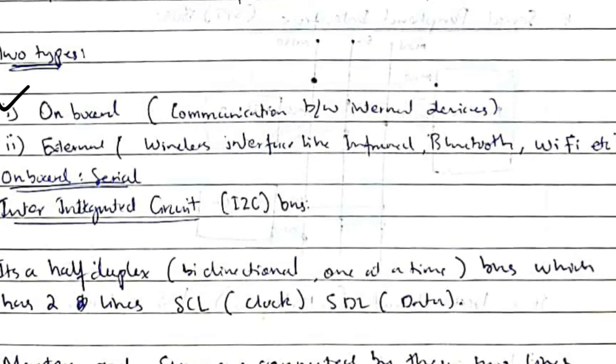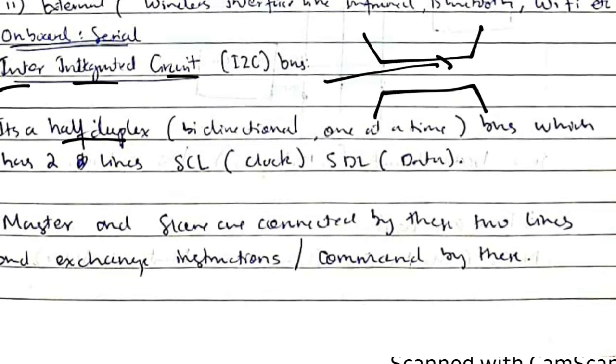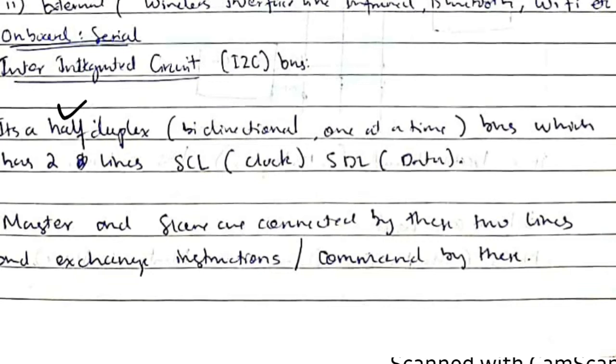So in the onboard communication, we have the first device, which is the inter-integrated circuit. Okay, it is half duplex. Half duplex means if this is the main highway here, the car can go in either this direction or this direction at a time. Okay, they can go in both directions, but one at a time. So in the same way, it is half duplex, and it has two lines, one for the clock and second for the data. It uses master slave communication.